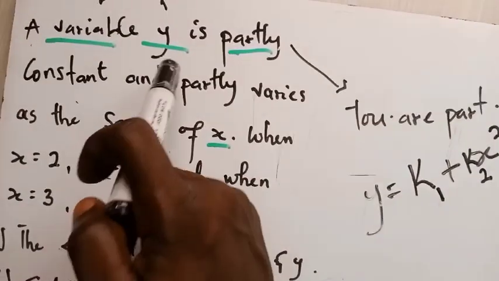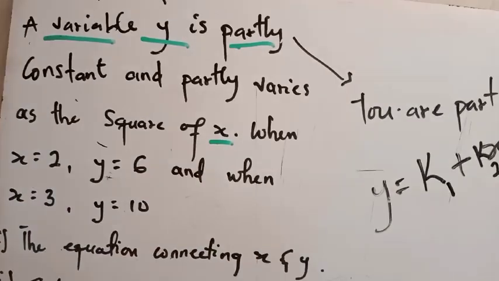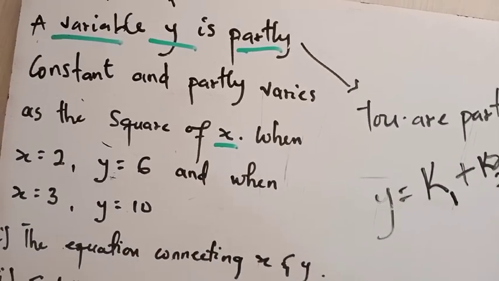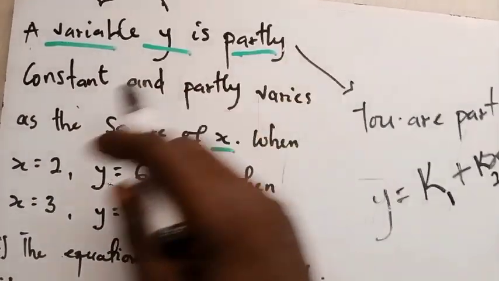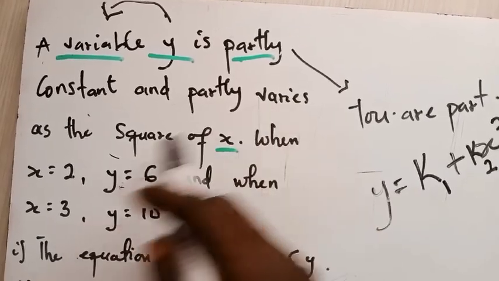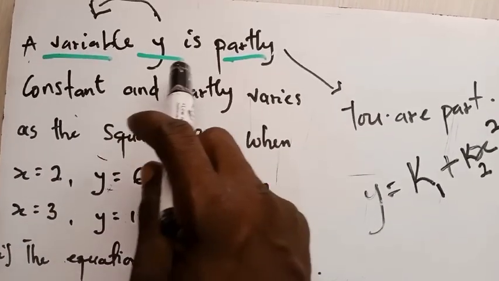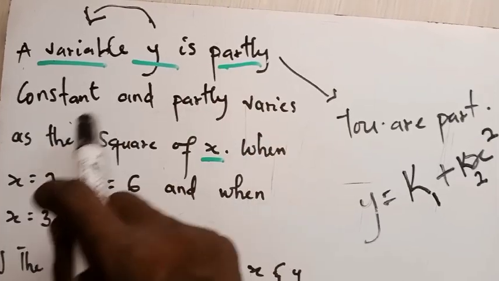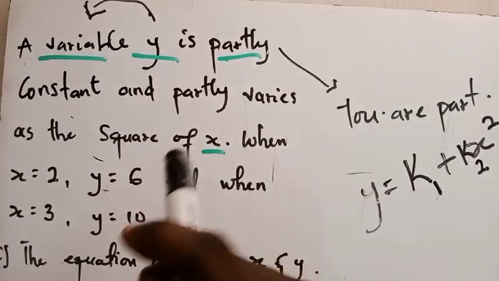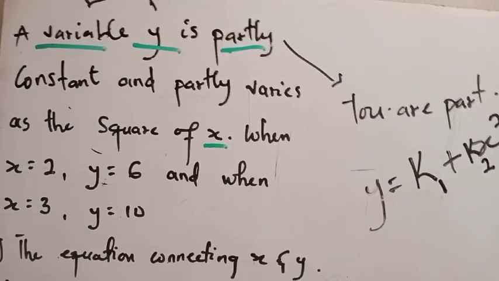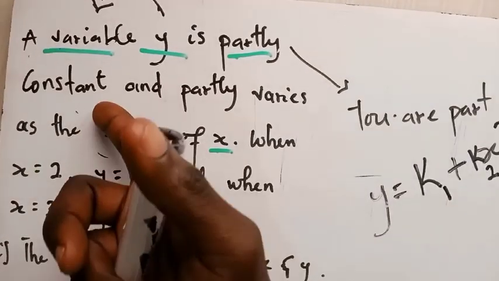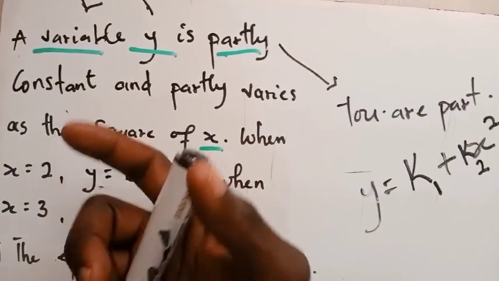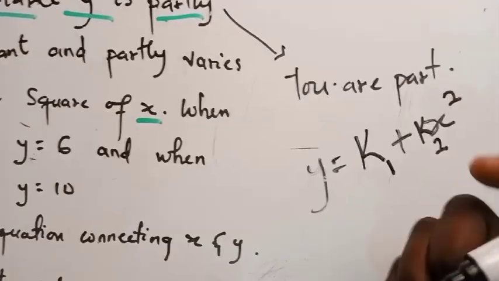So y varies. Why do I keep on saying y varies? So let's say a variable y is partly constant and then partly varies as the square of x. So the first part, y is partly constant. So what it means here, you are blaming that the cause of your failure, the cause of your math anxiety, is caused by what? A constant of someone, right? So a constant. What do you mean by a constant here? We don't know. A constant is a number.